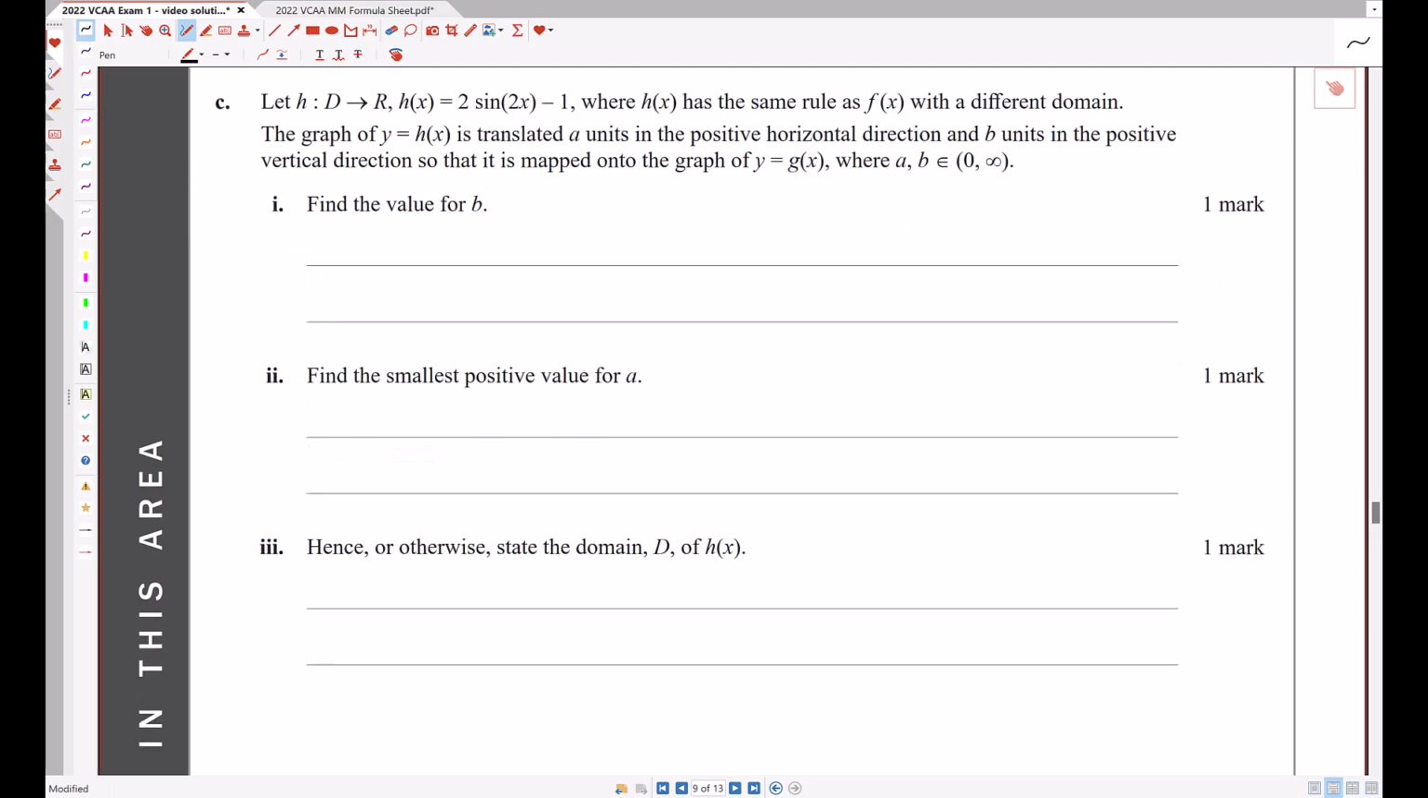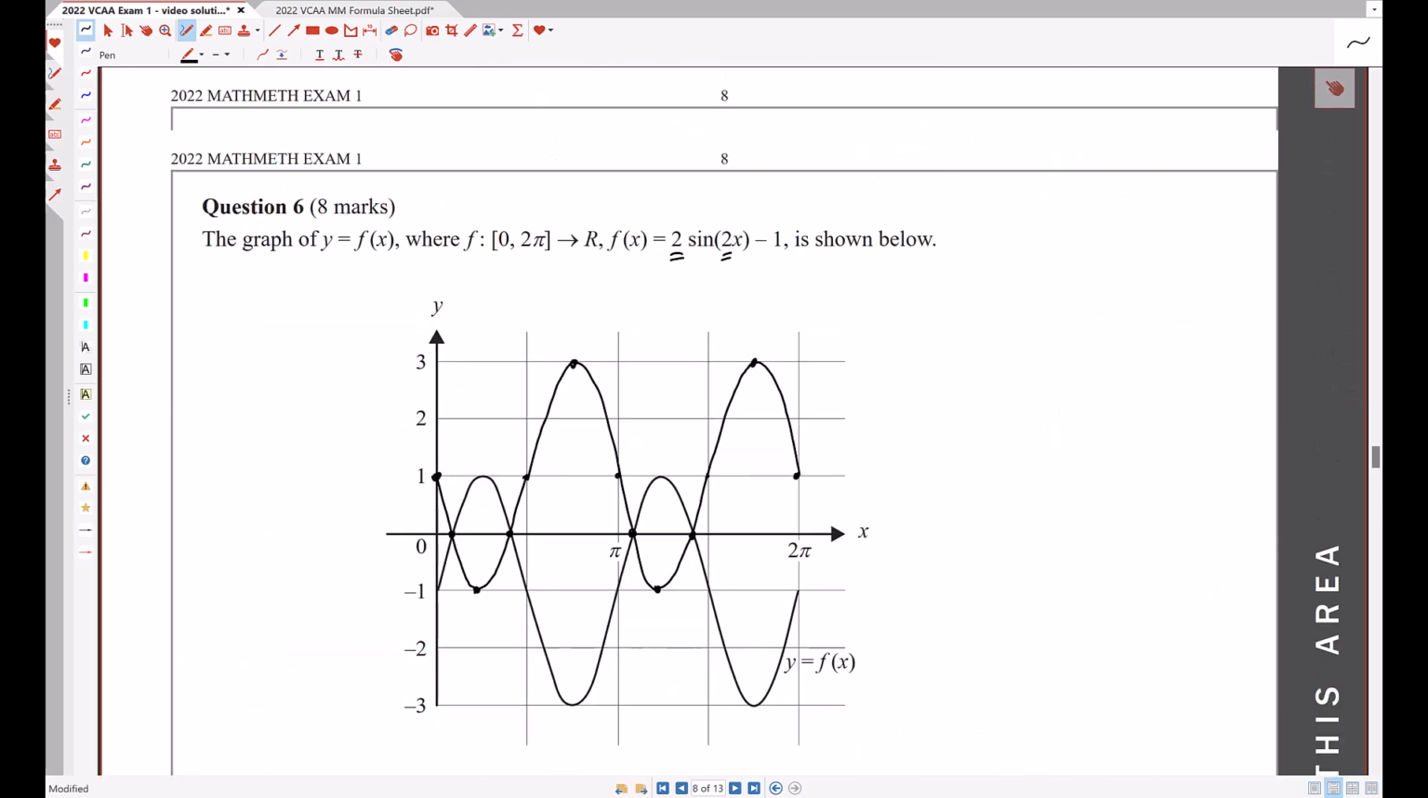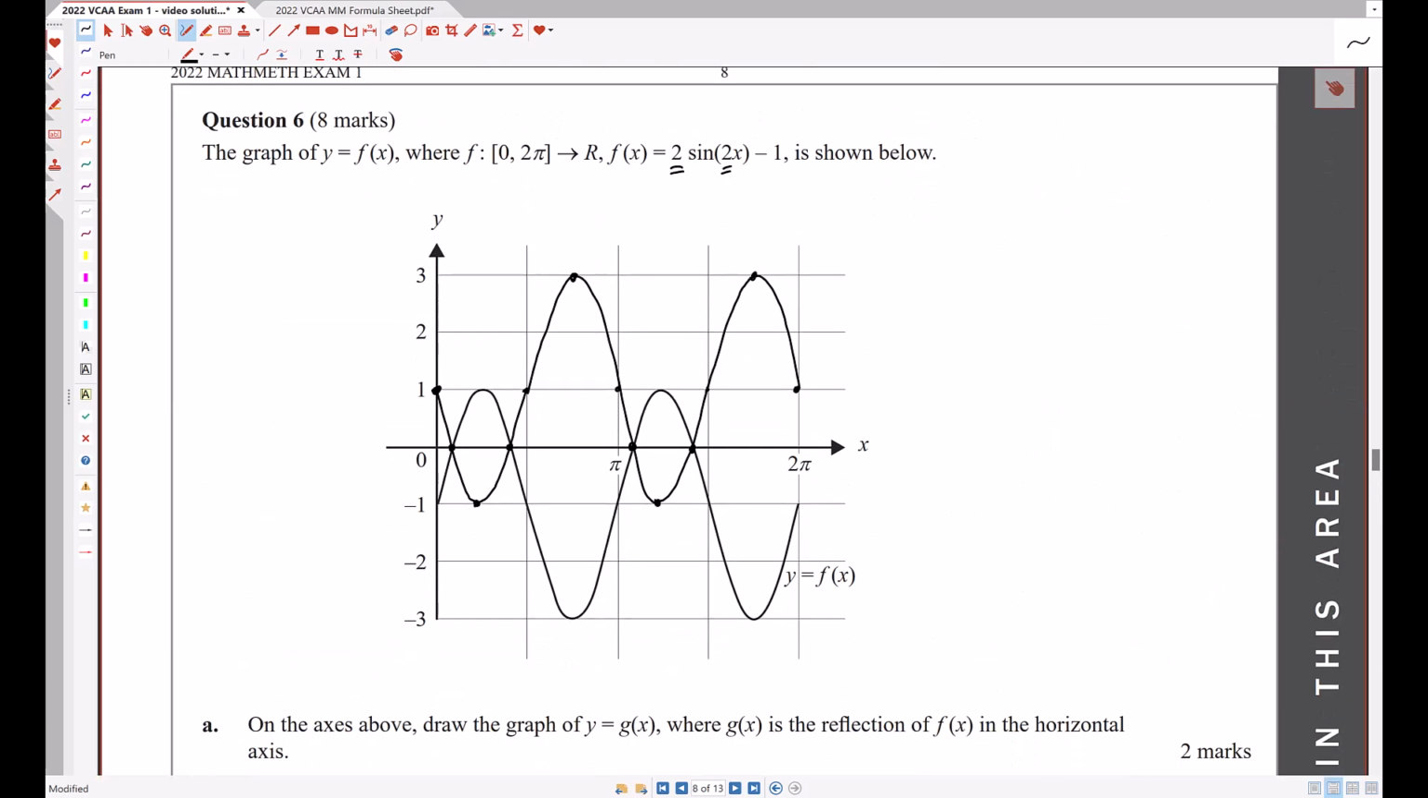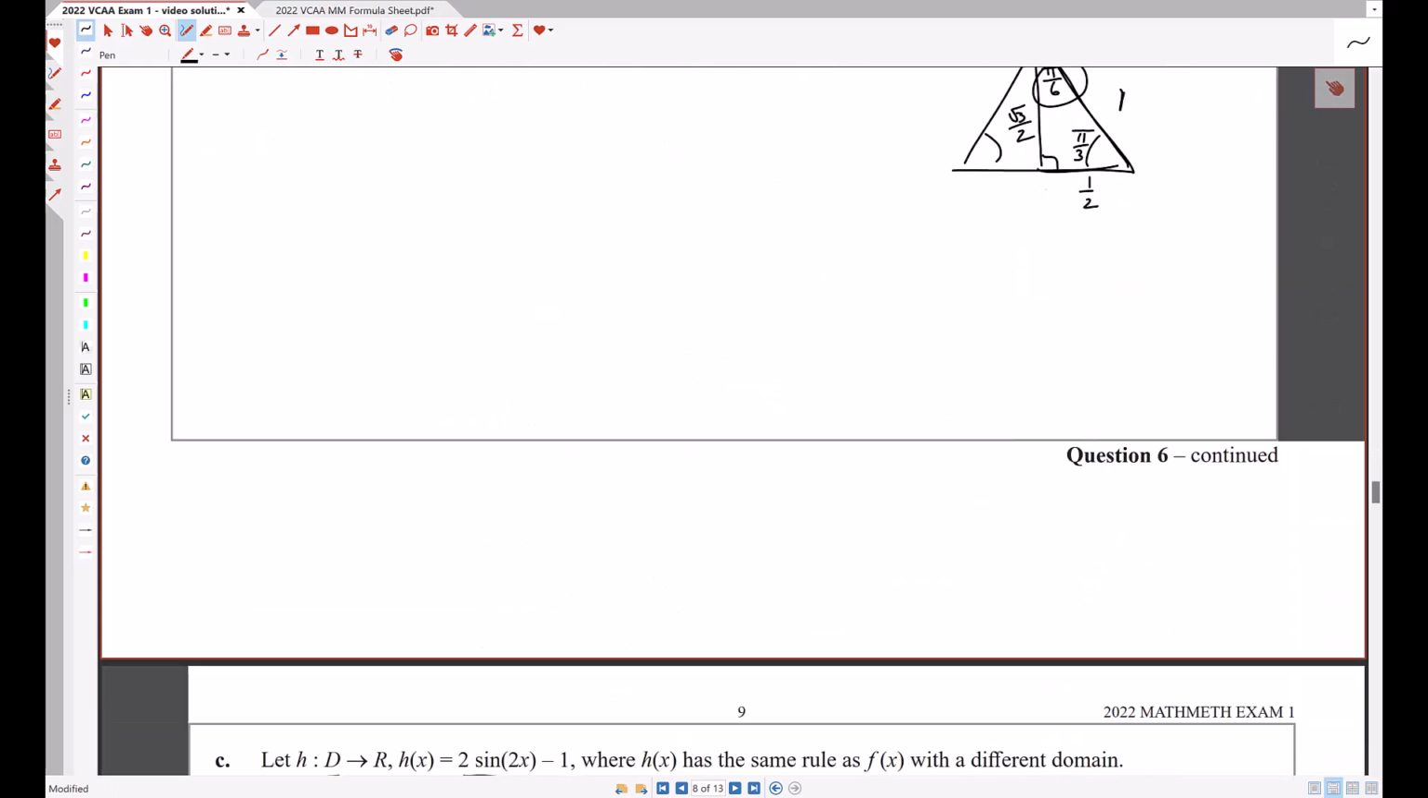Okay, part C. Let H be... H of x has the same rule as f of x with a different domain. Okay, so our rule is the same, but our domain is now different. So it's the same function that we've got a picture of up here, the original graph, not the one that I drew. Okay, but we're going to change the domain of it.